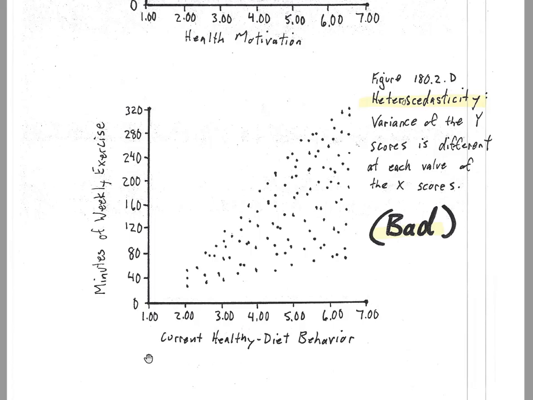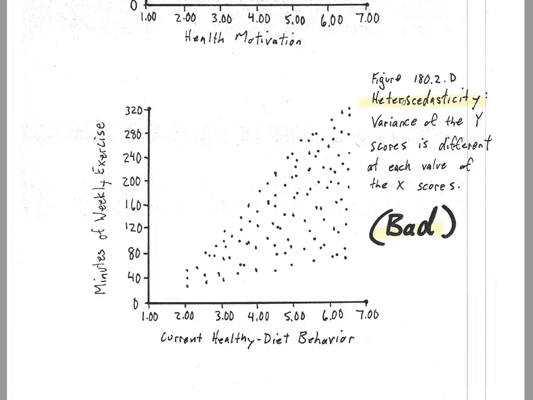We have a different predictor variable here. Different predictor variable, current healthy diet behavior. This variable basically reflects how good is your diet. If you score low on current healthy diet behavior, you eat lousy food, junk food all the time. Score high on current healthy diet behavior, you eat good food all the time. We're looking at the relationship between current healthy diet behavior and minutes of weekly exercise.